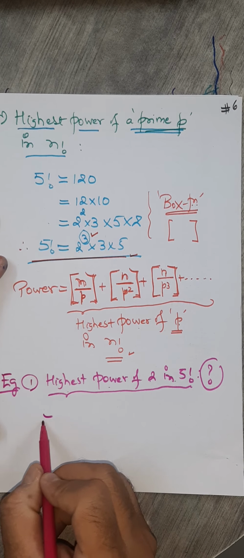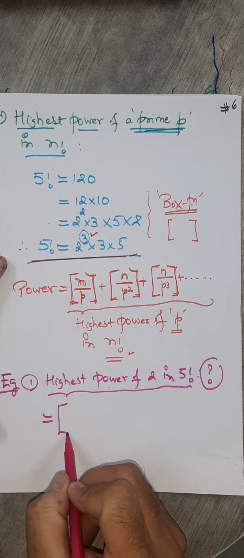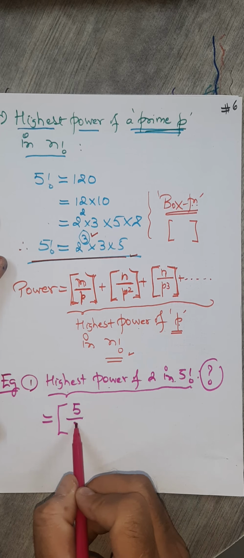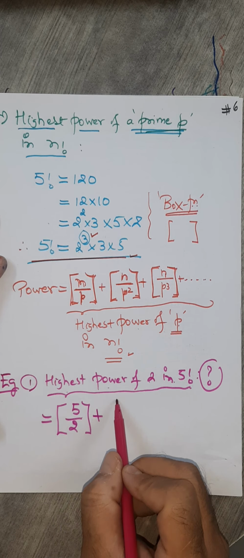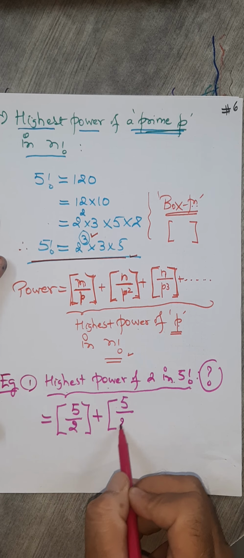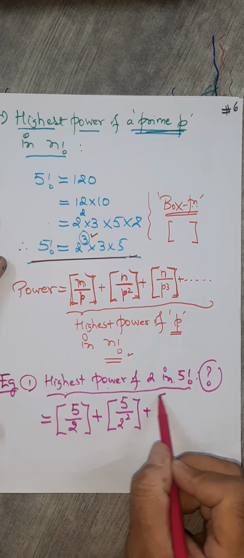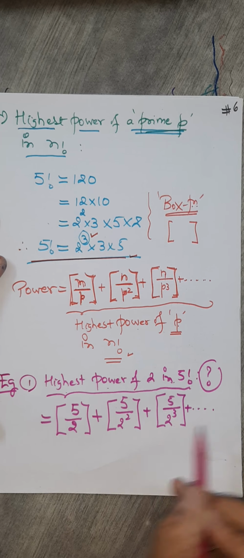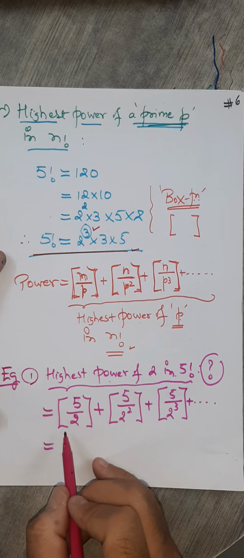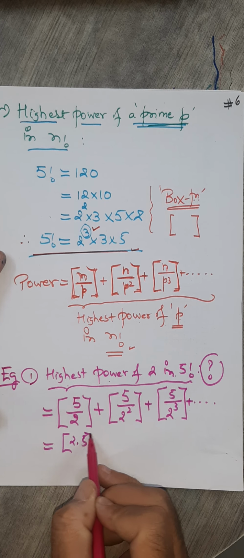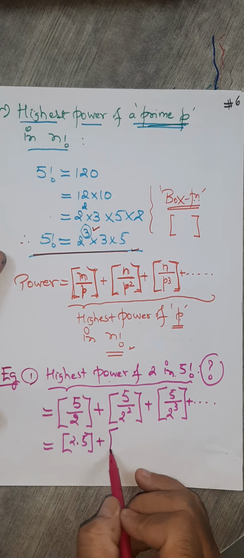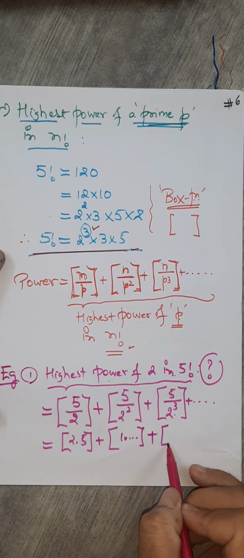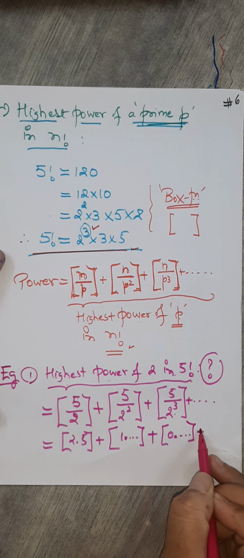So what you need to do is box of n by p. So here box of 5 by 2, prime number is 2, plus box of 5 by 2 square, plus box of 5 by 2 cube, and so on. Fine? Okay. Now what is this 5 by 2? It's 2.5. What is this 5 by 4? It is 1 point something. What is this 5 by 8? It is 0 point something, and so on.